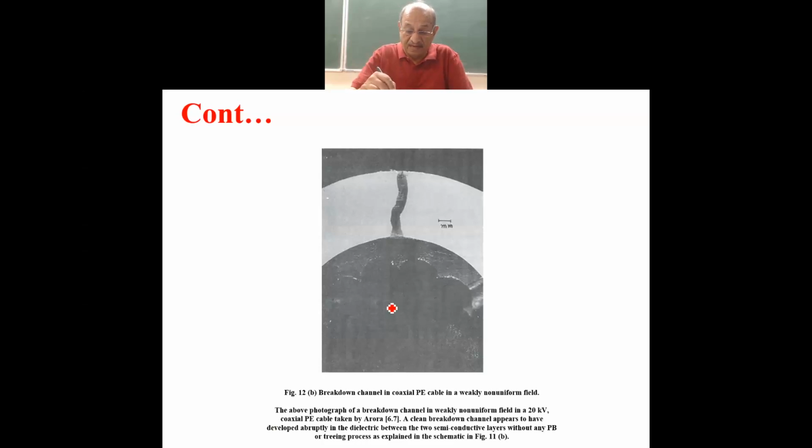In fact, this is the conductor, and over the conductor, this is your semiconductive layer. That's the typical construction of power cables. And this is the dielectric polyethylene. And this is once again a semiconductive layer over the dielectric. So the conductor is below the dielectric, and above the dielectric is the semiconductive layer. They are working like an electrode, you could say. And the breakdown channel takes place between the two semiconductive layers without going through any partial breakdown process or development of treeing process, you see a straightforward breakdown channel between the two semiconductive layers of the power cable through the dielectric.